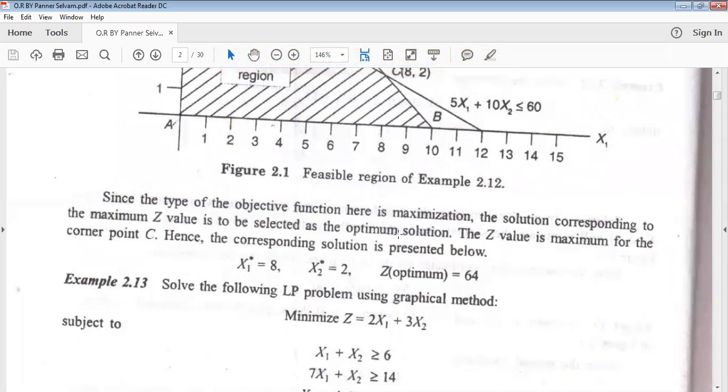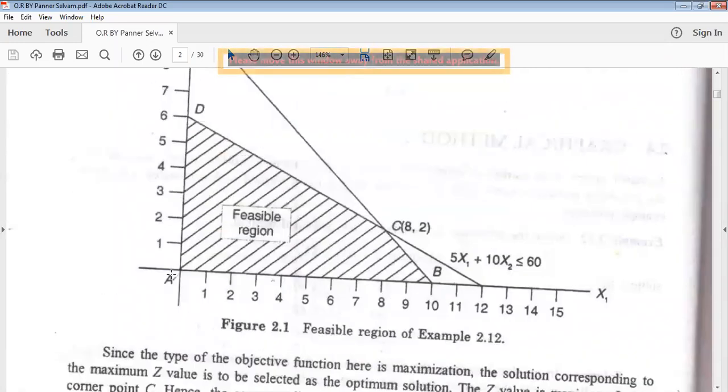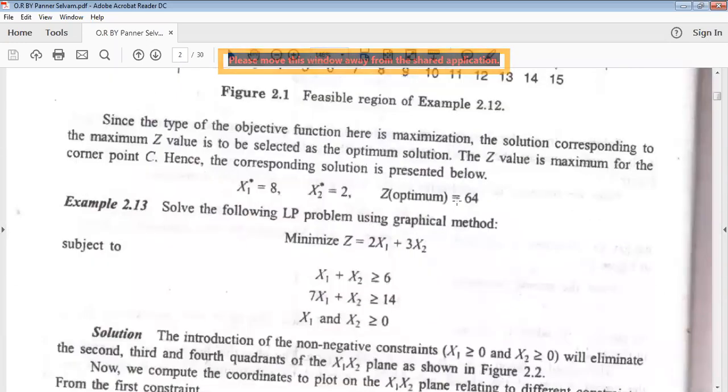So we have calculated the z value at 4 points, that is A, B, C, D. So this is 0, 0, which means automatically 0, and this is 10, 0, and this is 0, 6, and this is 8, 2. Because 8 is there, 2 is there, automatically you are going to get this 64 as the maximum value. And that value is maximum for the corner point C.